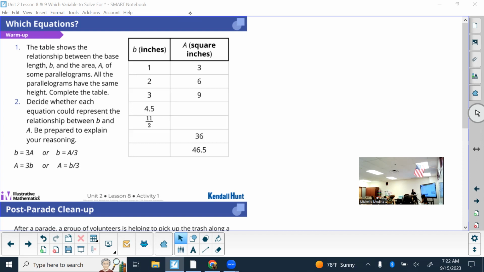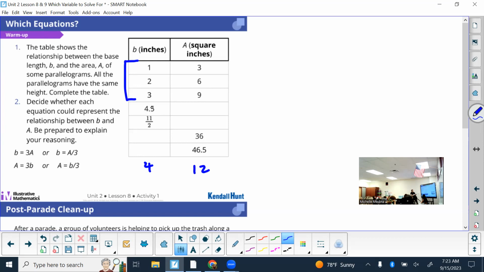For at least the first 3 inputs, which are going up by a consistent rate, the outputs are going up by 3 each time, right? So that is a pattern. We could expect, if there was 4 in this table, what would the area probably be? 12, but then it's giving me 4.5. So what do you think is going to fill in this part if they're actually giving me 4.5?